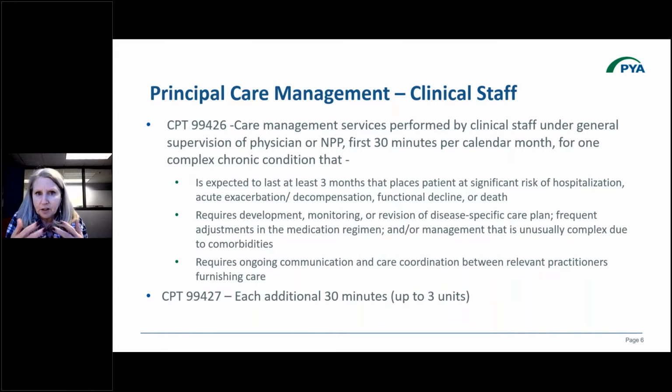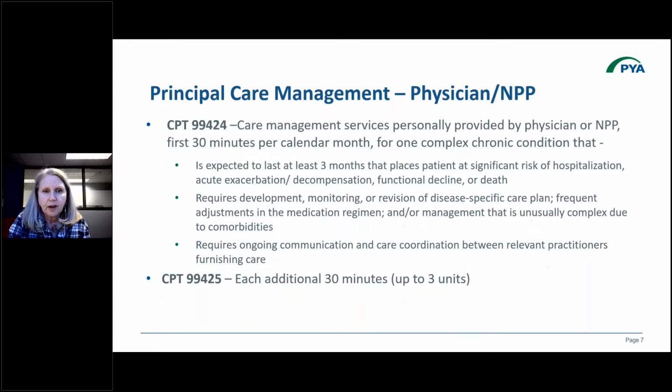And again, the initial 30 minutes billed under the 2.6 code, and then additional 30-minute time periods billed under 99427. In this instance, you're allowed to bill up to 3 units. So you can end up with 2 hours of total services reimbursed under principal care management furnished by clinical staff. Of course, the sister code here is PCM, but furnished by a physician or non-physician practitioner.